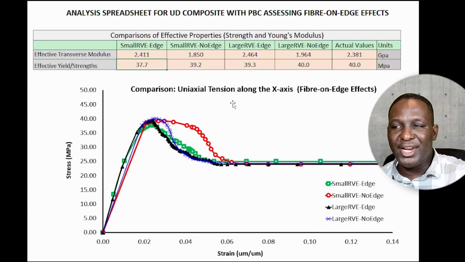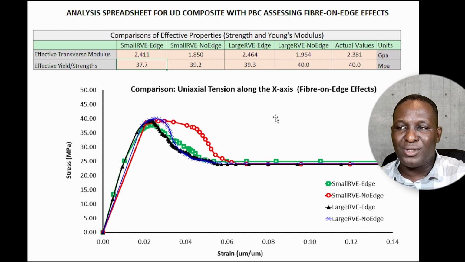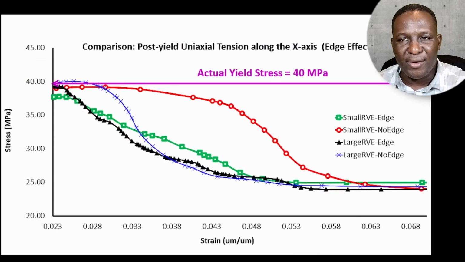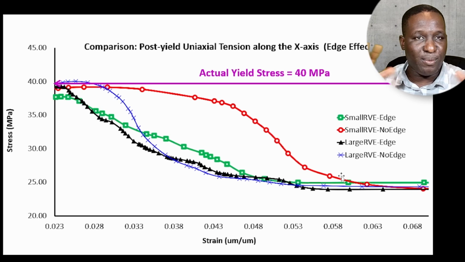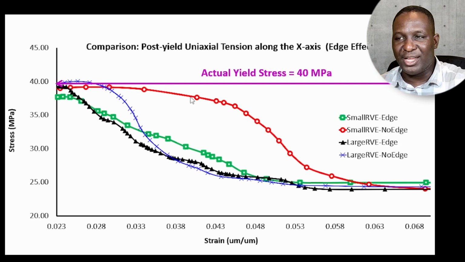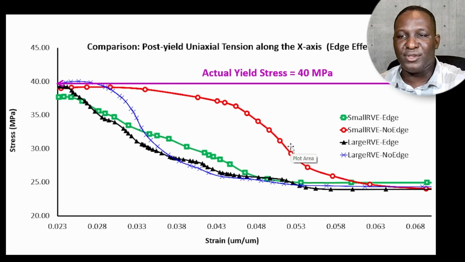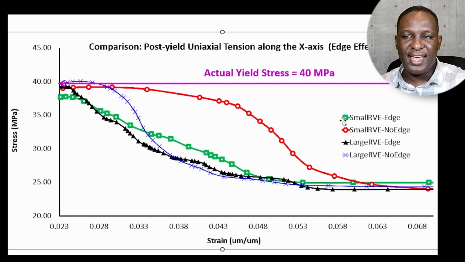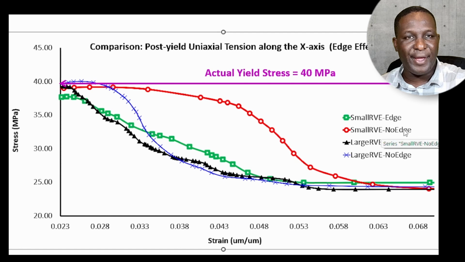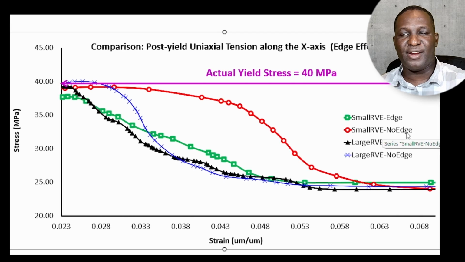So what really becomes interesting is when you study more what's happening post-yield, because there's a lot of difference in behavior for the system. So what I've done now is to focus on what's happening post-yield. And instantly you begin to see a lot of difference as you zoom in closer into the model data. And the red line here is the small RVE with no edge. So that means there's no fiber appearing on the edge.